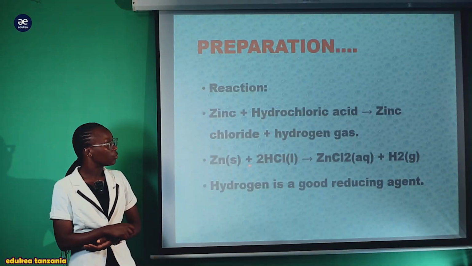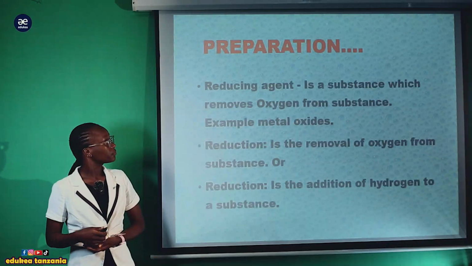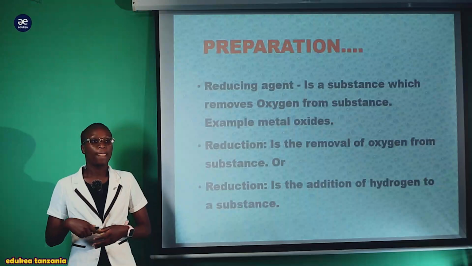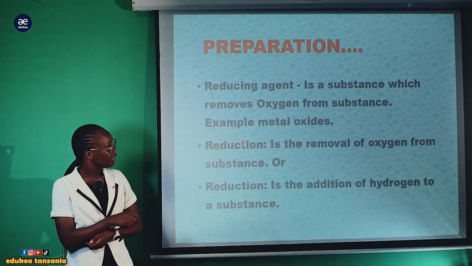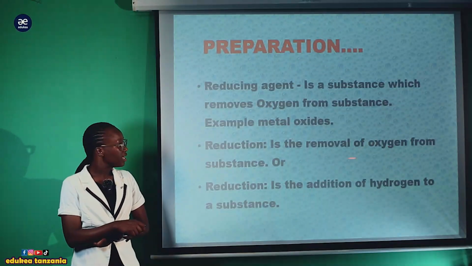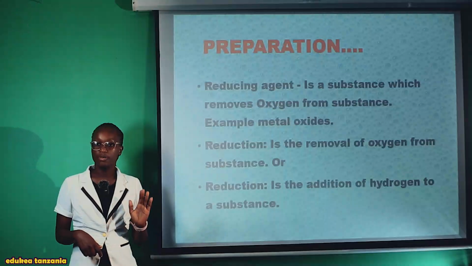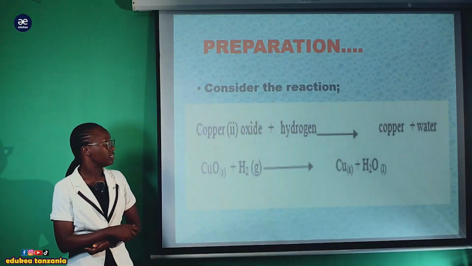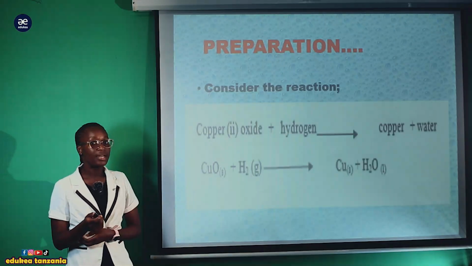So here the hydrogen is a good reducing agent. Why a good reducing agent? Let us see. A reducing agent is a substance which removes oxygen from a substance, for example a metal oxide. If there is a reducing agent, there is a reduction process. Reduction is the removal of oxygen from a substance, or the addition of hydrogen to a substance. Consider the reaction. This reducing agent mostly acts on oxides of metals, where we can see the removal of oxygen.